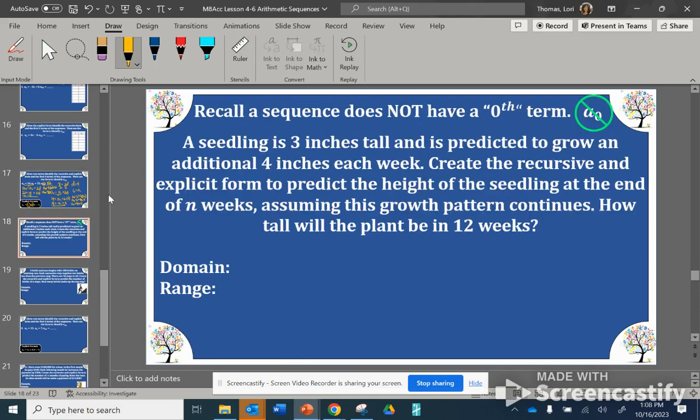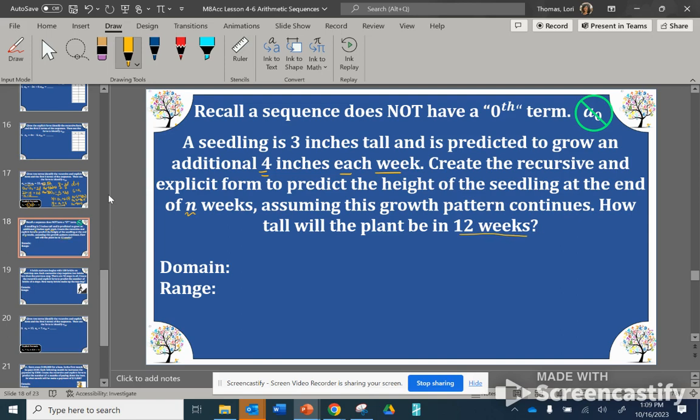Okay, let's take a look carefully at a word problem. So we had to be really careful here and remind ourselves there's no such thing as the 0th term, so we will not have a y-intercept. A seedling is 3 inches tall and is predicted to grow an additional 4 inches each week. Create the recursive and explicit form to predict the height of the seedling at the end of however many weeks we want to find, assuming that the growth pattern is the same. How tall will the plant be in 12 weeks?